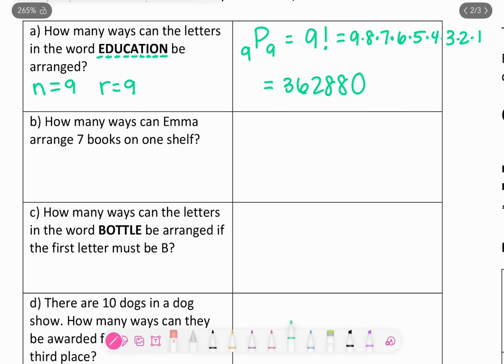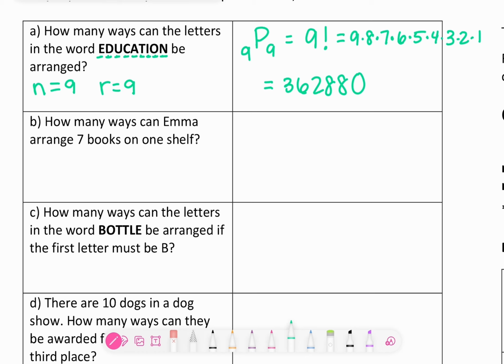How many ways can Emma arrange 7 books on a shelf? Okay, so she has one shelf and she's arranging the 7 books. Now, you wouldn't necessarily say this is the first book, this is the second book, like in terms of one being better than the other. You could. But in this case, the arrangement matters because on the shelf, you can say this one is on the left, this one is on the right, this one's in the middle, right? This one is to the right of the very left book, that kind of thing. So they all have a specific position, which is basically the same as having an order to it.